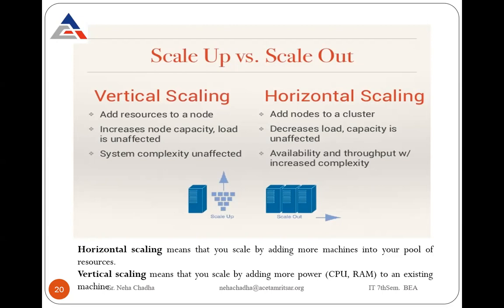Capacity is unaffected. System complexity is unaffected because you are with the single system. You have to handle a single system. You are not in a complex mode. But if you are working with more than one system, you have to handle each and every system. That means availability and throughput with increased complexity. If we summarize it, horizontal scaling means that you scale by adding more machines into your pool of resources. That means you are adding more computers. But in vertical scaling, you are adding more power like CPU, RAM to an existing machine.